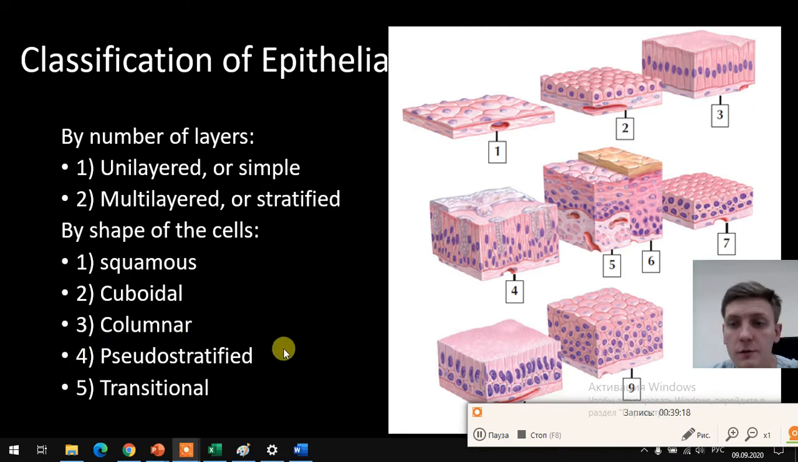And pseudostratified, which appears as stratified, but actually all cells are resting on the basement membrane. So you see unilayered epithelia. Every cell, each cell of the epithelia is attached to the basement membrane. But in stratified epithelia, only the first layer of cells is attached to the basement membrane. Other cells are attached to cells which are attached to the basement membrane. And about them, we'll discuss a little further.